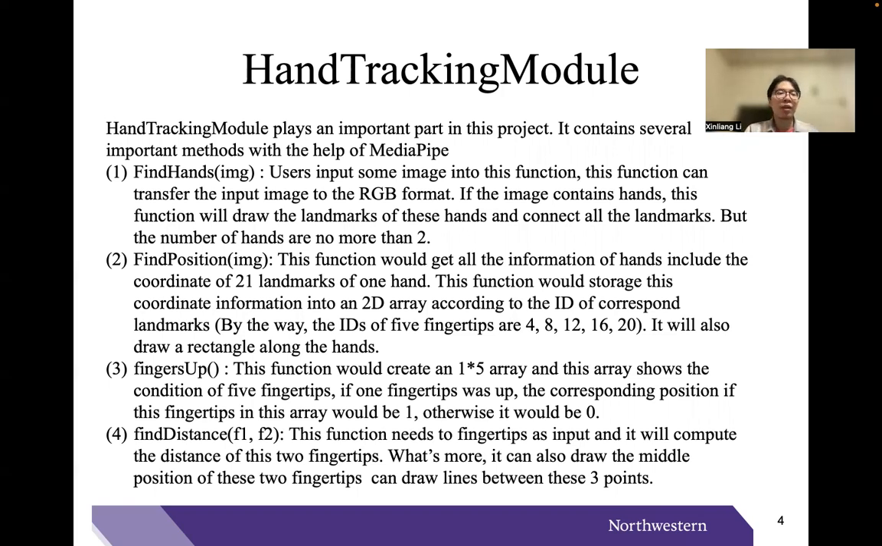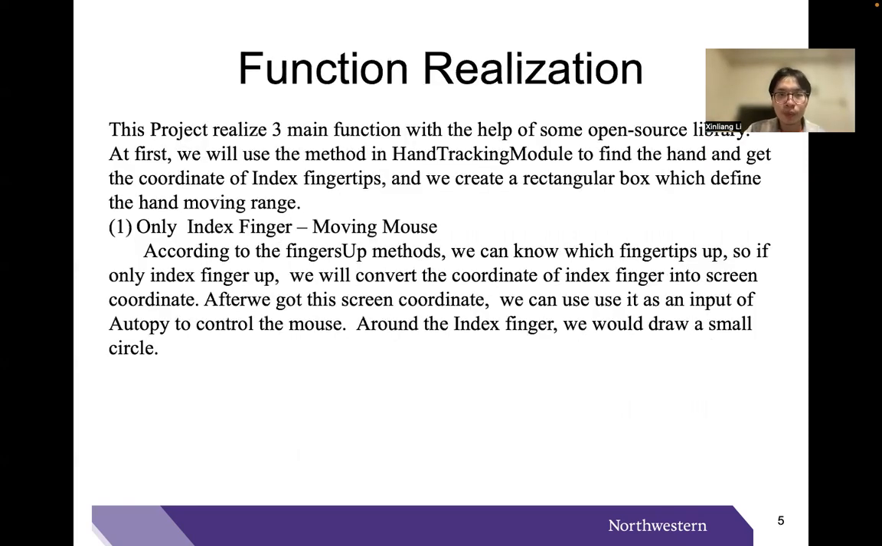The third function is fingers up. It returns an array which shows the condition of your fingertips. If a fingertip is up, it will be 1, and otherwise it will be 0. The final method is find distance. It computes the distance between the central points of 2 fingertips, and we will use distance to define some functions of this project. So this is my function realization.